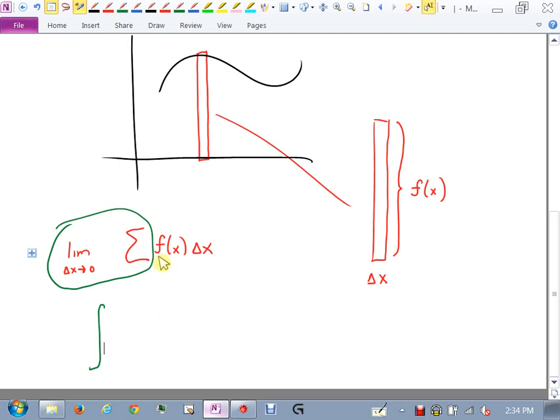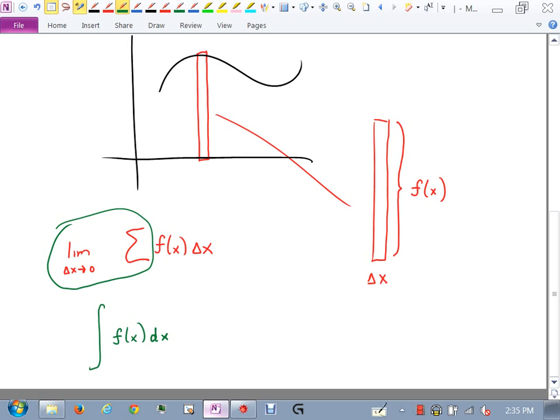Do you recognize f of x as being the integrand? And do you see what happens? We change delta x over to its differential form dx because we've let it become infinitesimally small. And what you get is the integral. The integral is going to somehow become the area underneath the curve. And it's based upon a limit of Riemann sums.